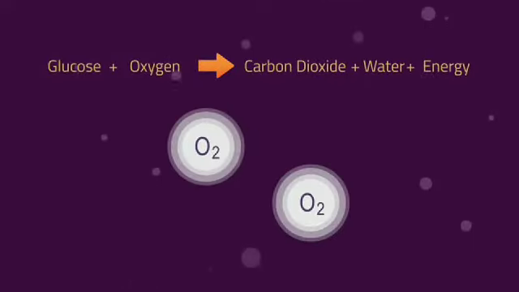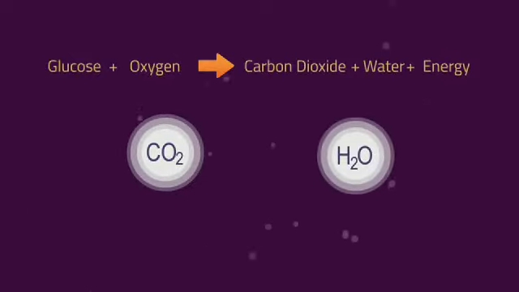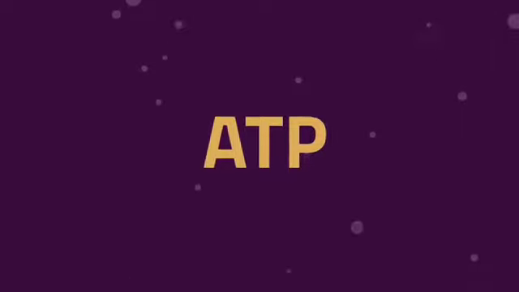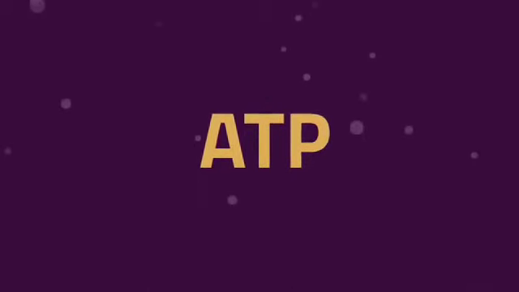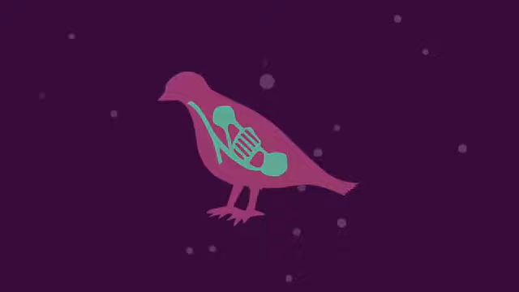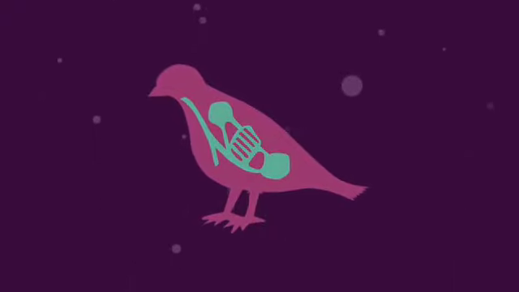Glucose is broken down by oxygen to release the byproducts of carbon dioxide and water. Energy is released, which is then used to make a special energy molecule called ATP. ATP is how energy is stored for later use by the body. Aerobic respiration happens all the time in all cells, usually in the mitochondria. Animals get the oxygen needed from the air through their ventilation systems.